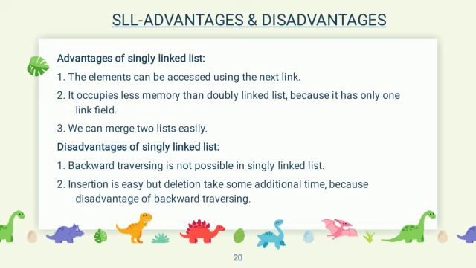Next we see what are the disadvantages of a singly linked list. First drawback, backward traversing is not possible in a singly linked list because it has only one link, that is the forward link. So here backward traversing is not possible. Second one, here insertion is easy but deletion takes some additional time because of the disadvantage of backward traversing.